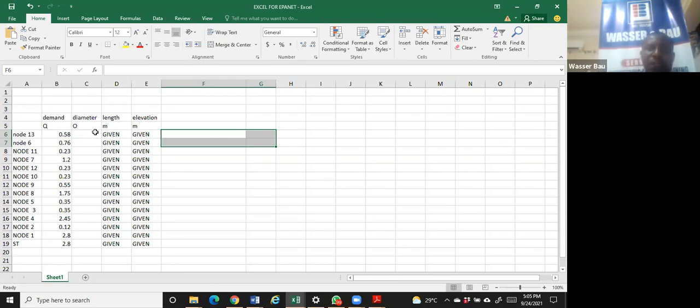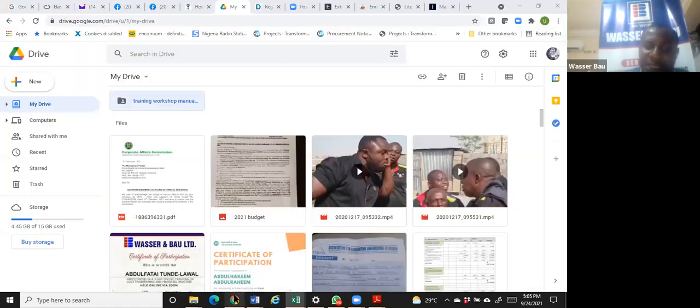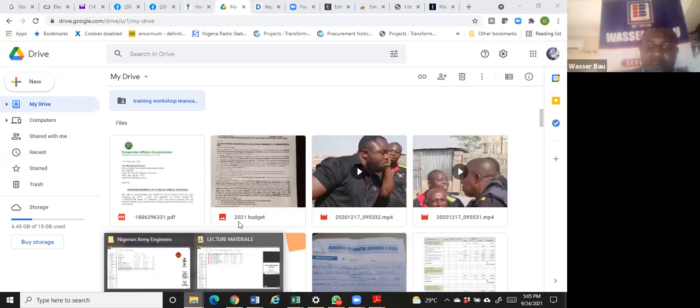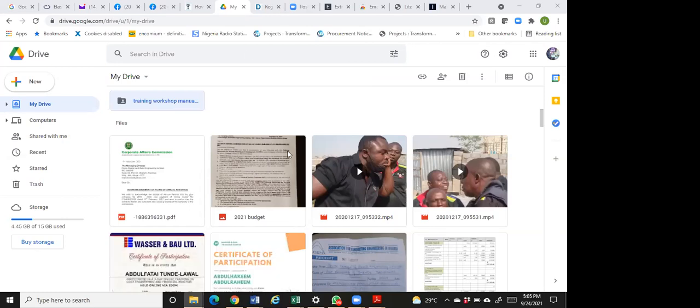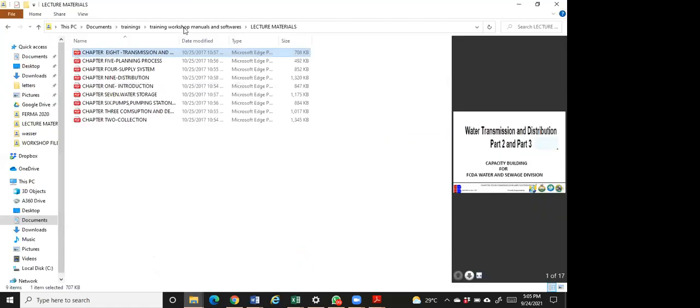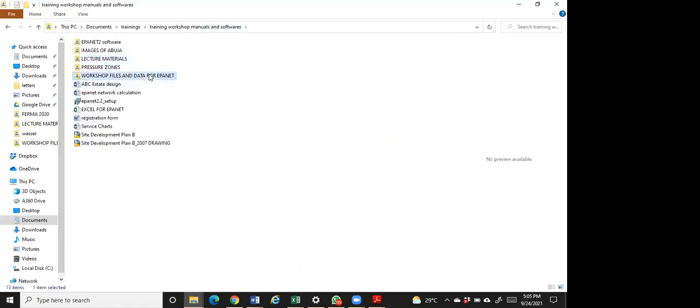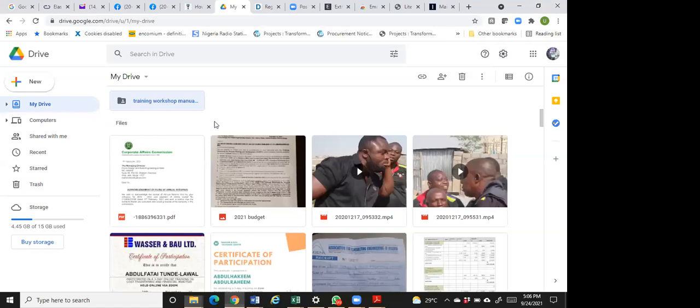And to do our pipe sizing, we are going to go to our nomogram charts. In our nomogram charts, what you do is you go back to this folder called workshop files and data. By the way, do we have this estate design? Maybe we don't have it. Let me quickly upload it in that Google Drive so that all of us can access it.